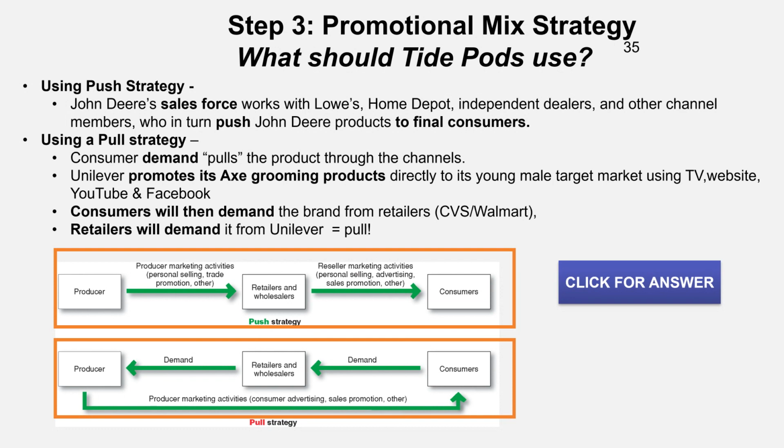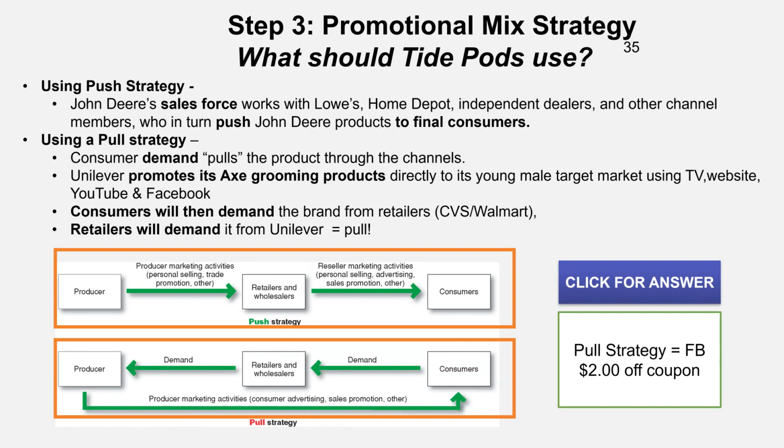But the better strategy for this particular product would be the pull strategy. This is where you get people excited about your product first, and then they ask, where is this product when they get to the grocery store? So that is the pull strategy, where your consumer is pulling the demand. The push is when you send out the product. The pull is when your consumer is actually clicking on your demand. So for Tide, what they did is use their pull strategy by putting a Facebook coupon of $2 off for the Tide Pods. So that is a brilliant, brilliant strategy.